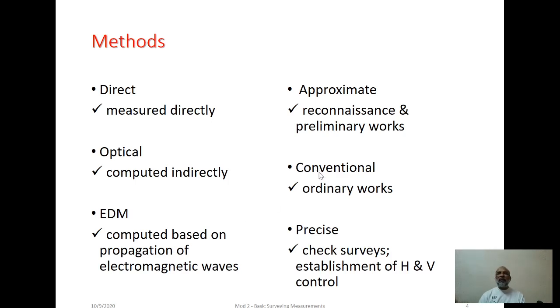Whenever we say conventional methods, these are methods routinely employed for ordinary works, and there is a need to employ some checks on the dimensions measured. Hence, there are certain check surveys. As well, going with the principle of surveying, there is a need to establish horizontal as well as vertical control. And in order to do so, what we need is nothing but precise methods for surveying measurements.